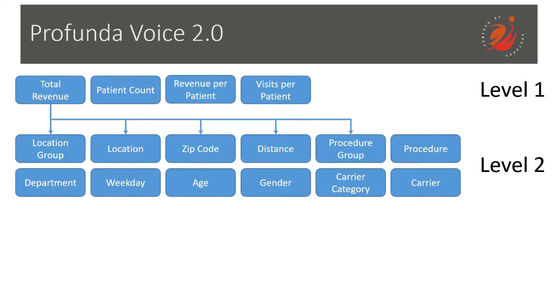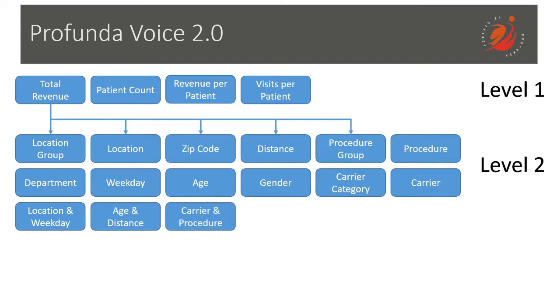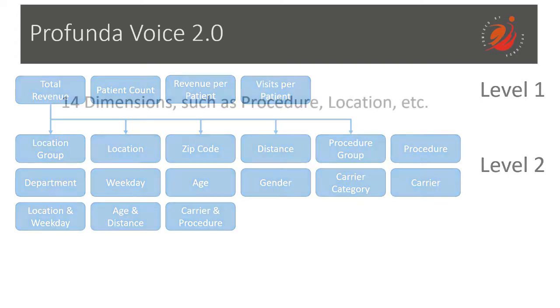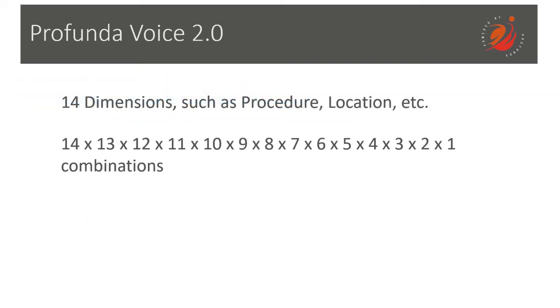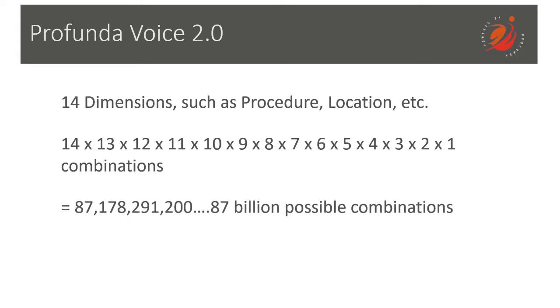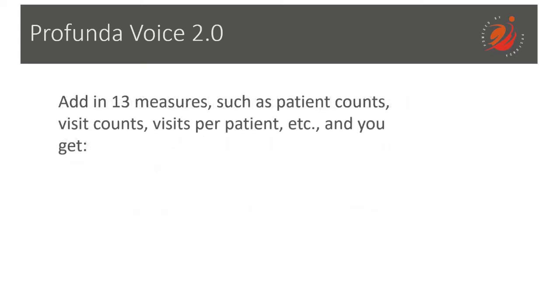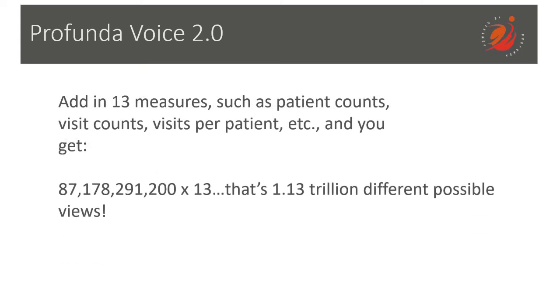For example, what if users want to see not just location and weekday, but a breakdown combining location and weekday so they could see the top and bottom performers for that combination? What if they wanted a combination of age and distance to monitor changes in patient behavior, or carrier and procedure to monitor which carriers were covering various procedures? Unfortunately, with 14 dimensions, there are 14 times 13 times 12, etc., or 87 billion possible combinations of those dimensions. Add in 13 measures, such as patient counts, visit counts, etc., and you get 1.13 trillion possible combinations.